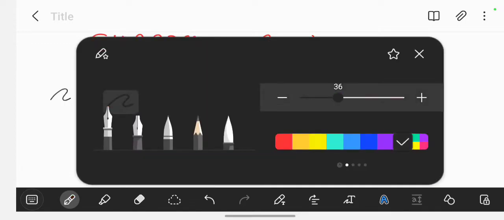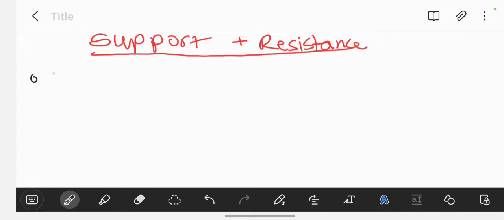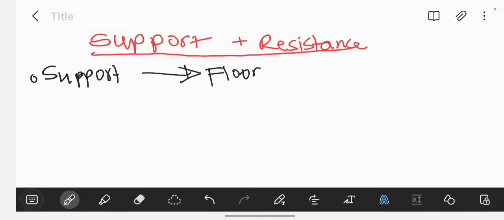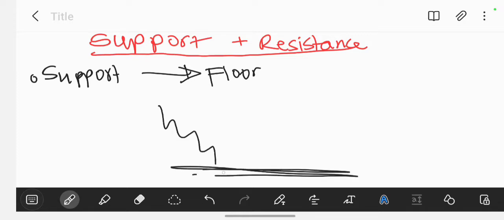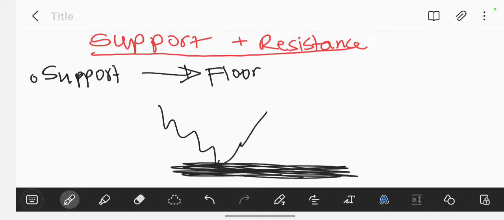When you're talking of support, you can look at it as sort of a floor. That's where, as the price moves, we expect it to not go past the floor. So we expect it to start rising from that point. So that will be our support, which is the floor.